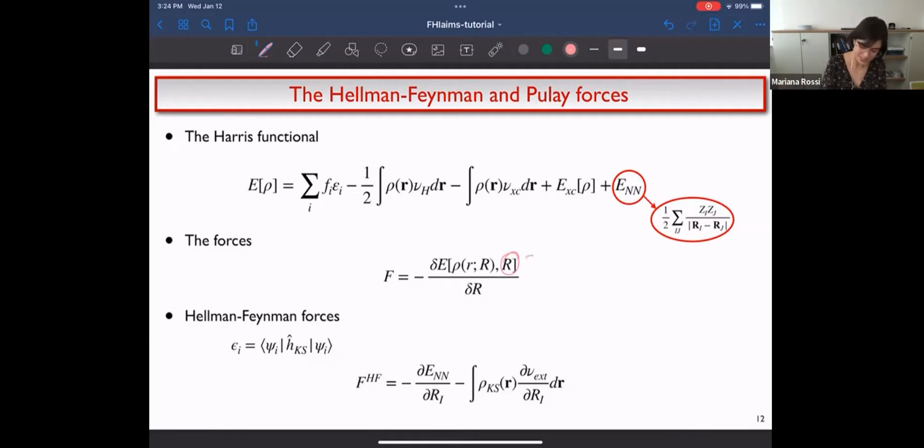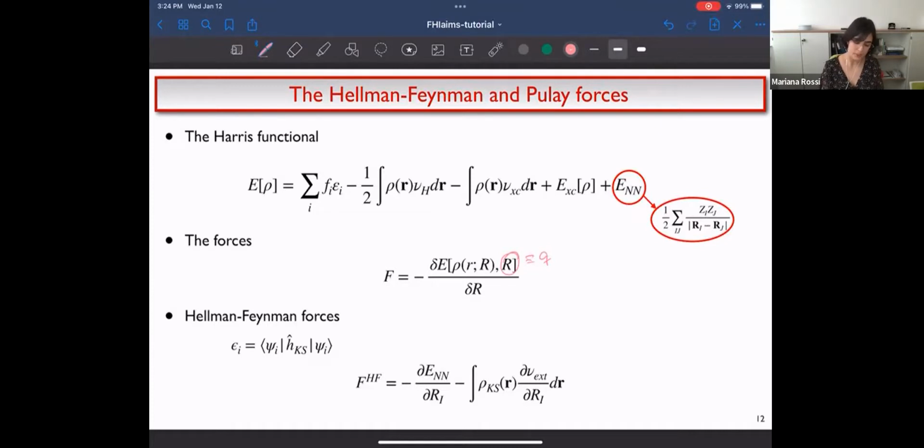So this is equal to Q in my presentation, but it can also be confusing in electronic structure because Q is the charge. So anyway, R, in the electronic structure problem, is the position of the nuclei.